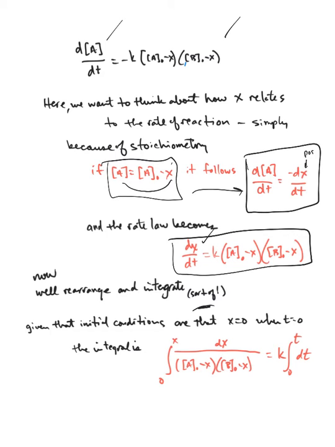Now, given the initial conditions that before this reaction starts, x is 0 because nothing reacted at t equals 0, therefore the integral becomes: I'm going to integrate all the pieces that have x in them from 0 to x, that's the left-hand side, and the remaining pieces, including anything involving time, are on the right-hand side. And so that's going to start from 0 to t. So this is the integral we need to solve.